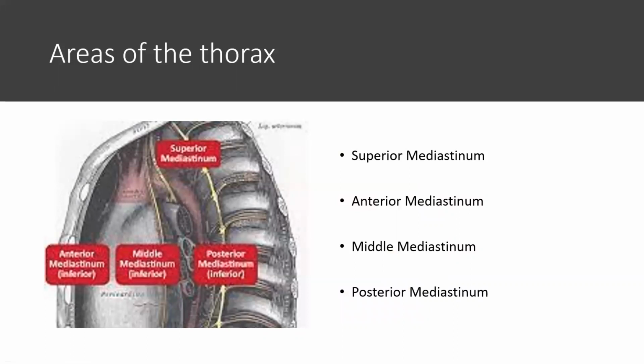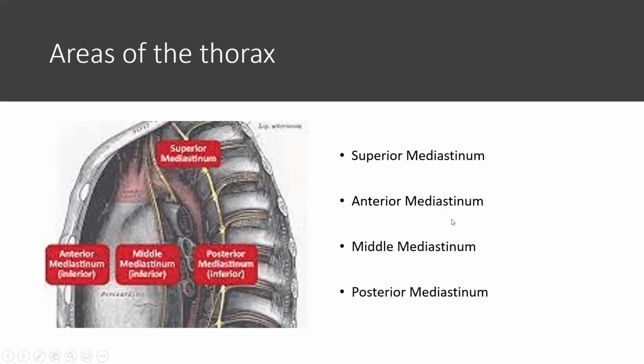Starting off with the areas of the thorax, the mediastinum is the central compartment of the thoracic cavity, and it's located between the two pleural sacs. It also contains most of your thoracic organs. There's two mediastinum. You have your superior mediastinum and you have your inferior mediastinum. The inferior mediastinum is further divided into your anterior mediastinum, middle mediastinum, and your posterior mediastinum, which all lie between the sternal angle and the diaphragm.